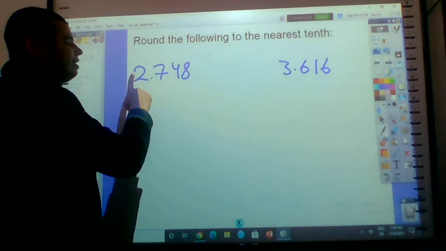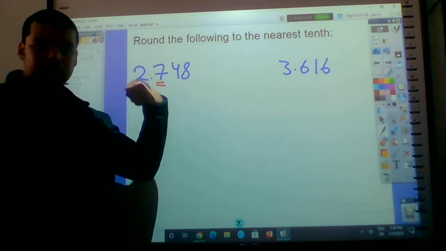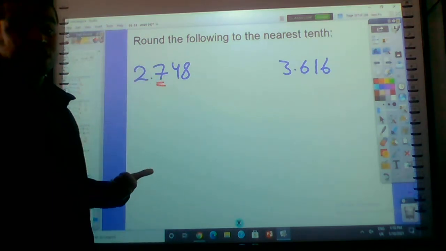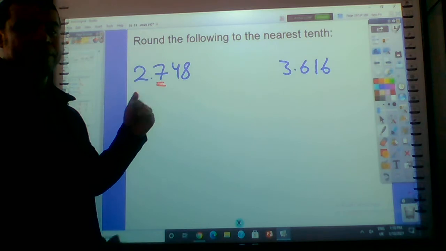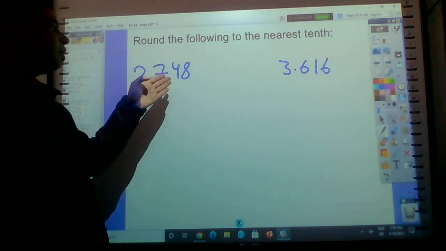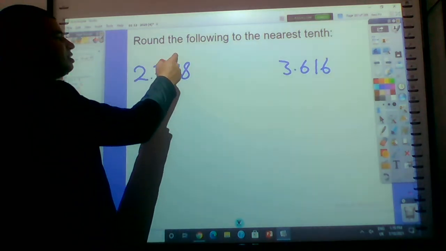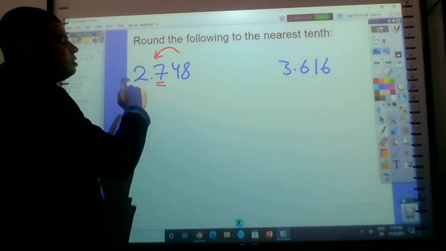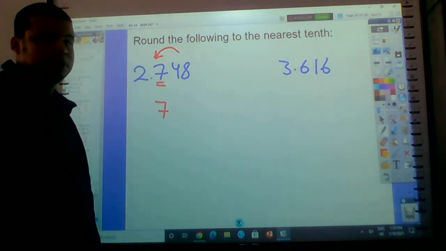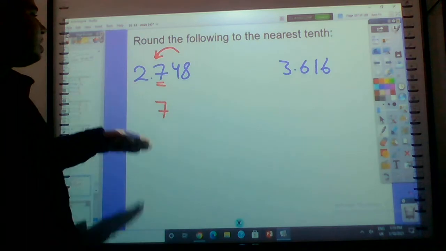Just underlining the tenths. Look at the digit after it. Is it a strong number or a weak number? Strong numbers start from 5 and up. Weak numbers are smaller than 5. So 4 is a weak number, not a strong number. So it gives you the 7 nothing. The 7 stays the same. Everything before, just bring it down, stays the same.